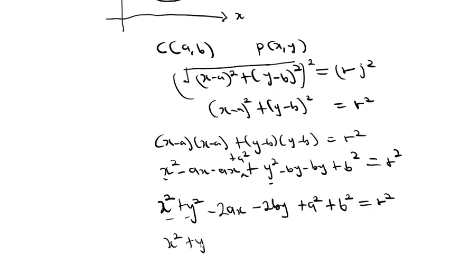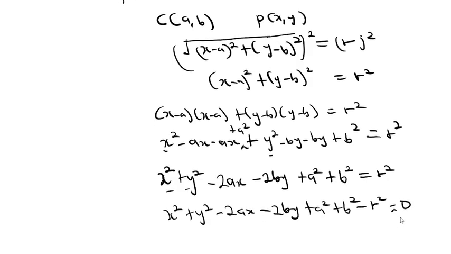Now let's bring this R here: x squared plus y squared minus 2ax minus 2by plus a squared plus b squared minus r squared equal to 0. Now let's do something here.